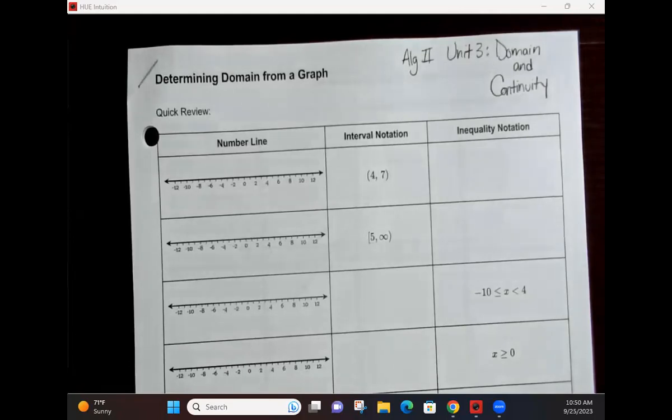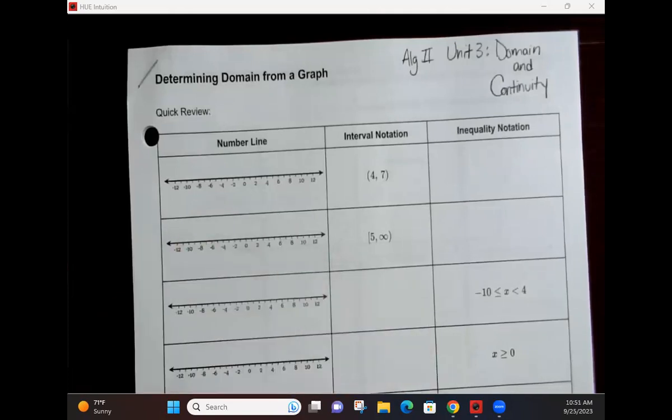If I don't specify in the directions, give me the domain in interval notation or in inequality notation. If I don't say what notation to use, you can use whichever you like better. But you can expect to see both versions in questions that I ask you, which is why I want to make sure that we practice both.